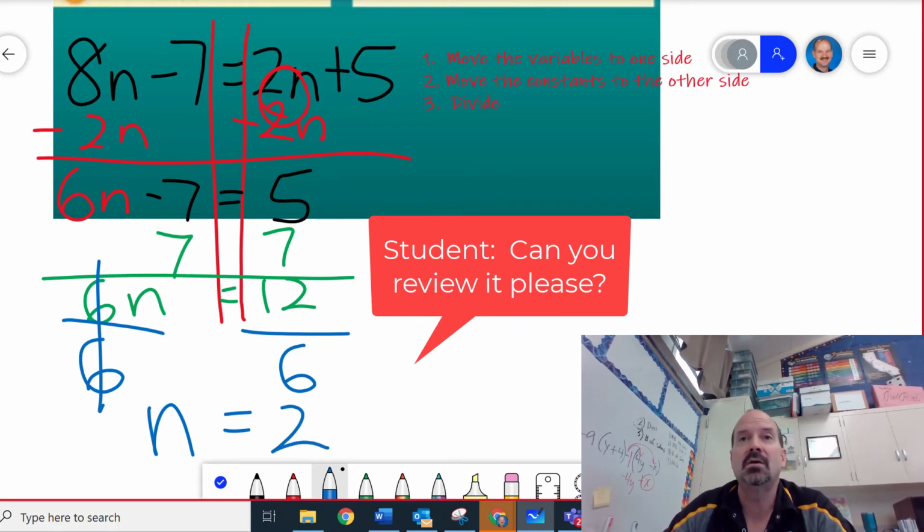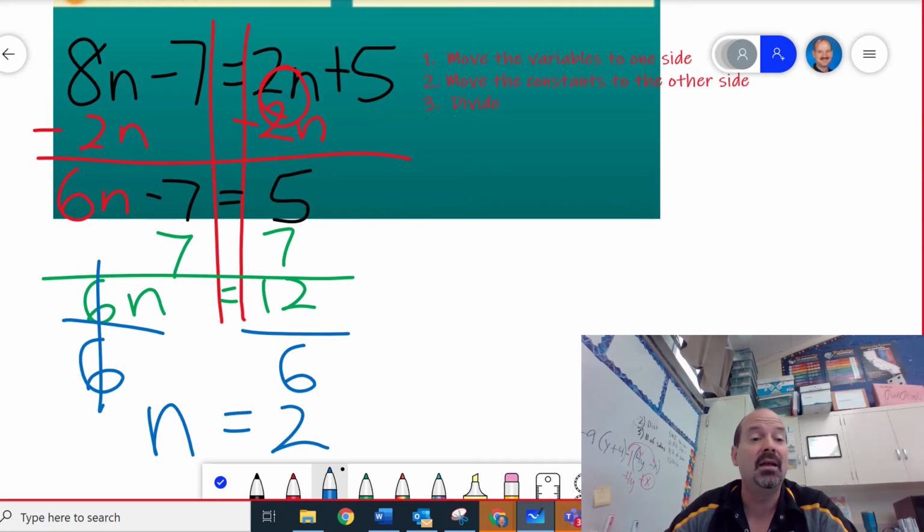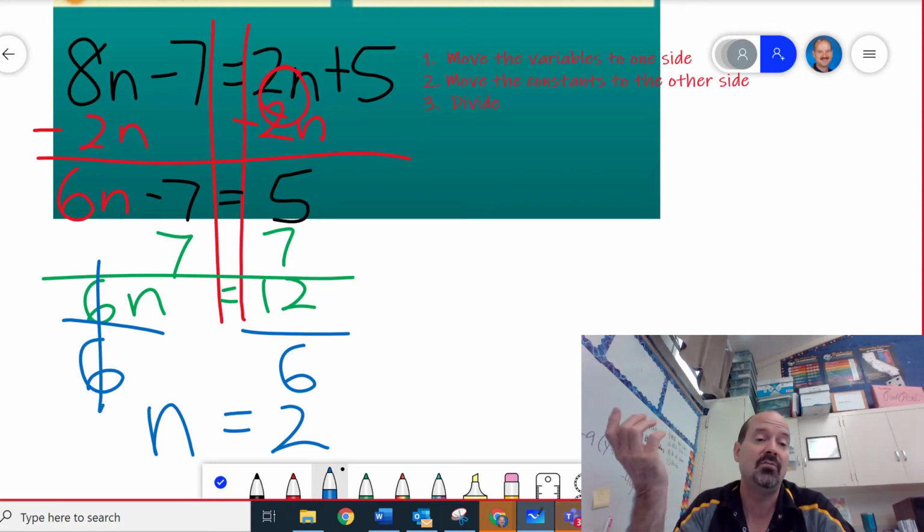If you guys have questions, you can put them in the chat. Well, let's start from the beginning. You understand, of course, where I wrote the equation: 8n minus 7 equals 2n plus 5. And then I had to get rid of the 2n on the right side, so I subtracted it. You get that step? I subtracted the 2n? Okay, and I was left with 6n.